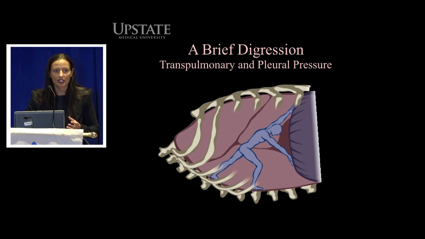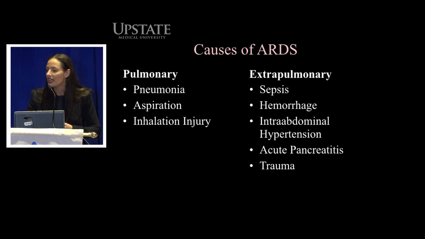And to really talk about transpulmonary pressure and pleural pressure, we need to be thinking about the different disease phenotypes of acute respiratory distress syndrome. ARDS can be stratified in a number of ways, but it can largely be substratified into either pulmonary ARDS and extrapulmonary ARDS. Pulmonary ARDS is anything that directly impacts the lung.